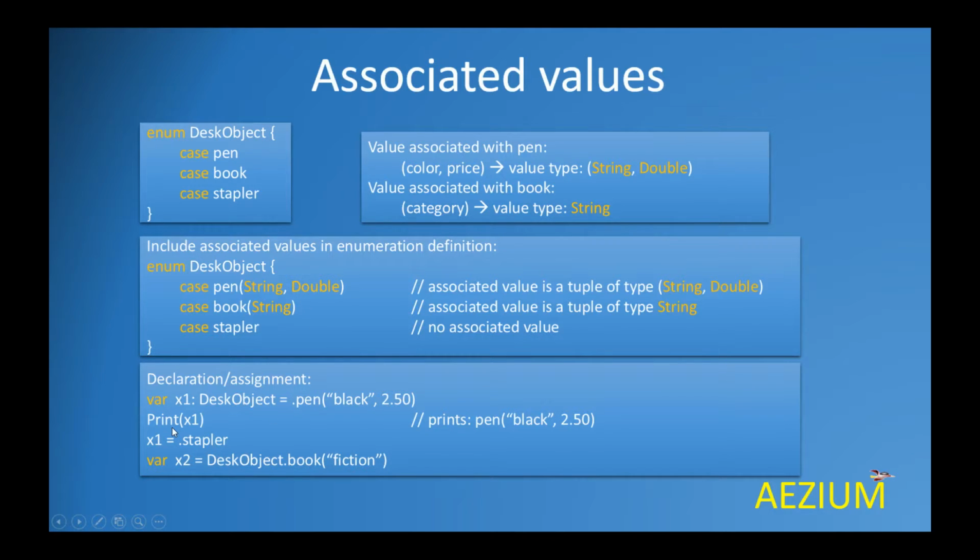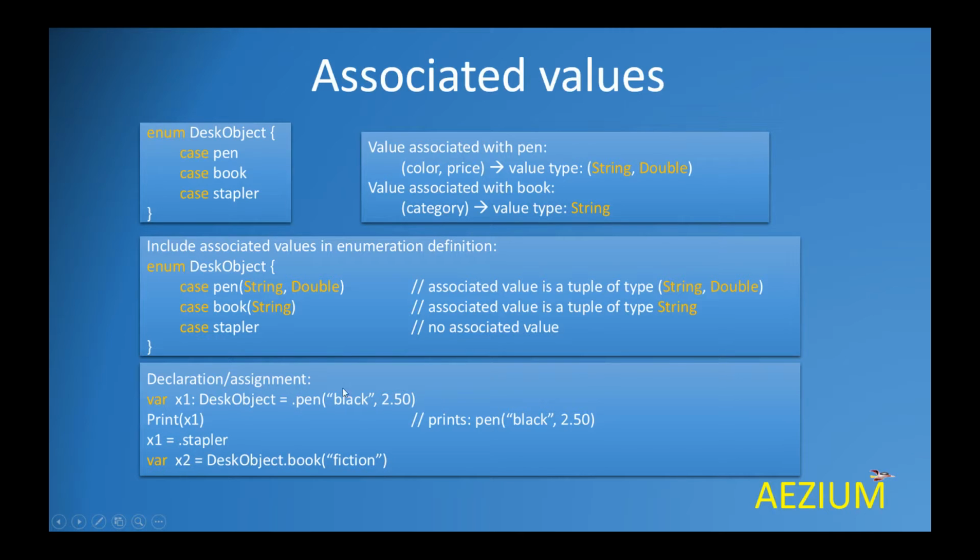If we print the value of x, we will see something like this: the name of the value followed by the actual parameters associated with that value.